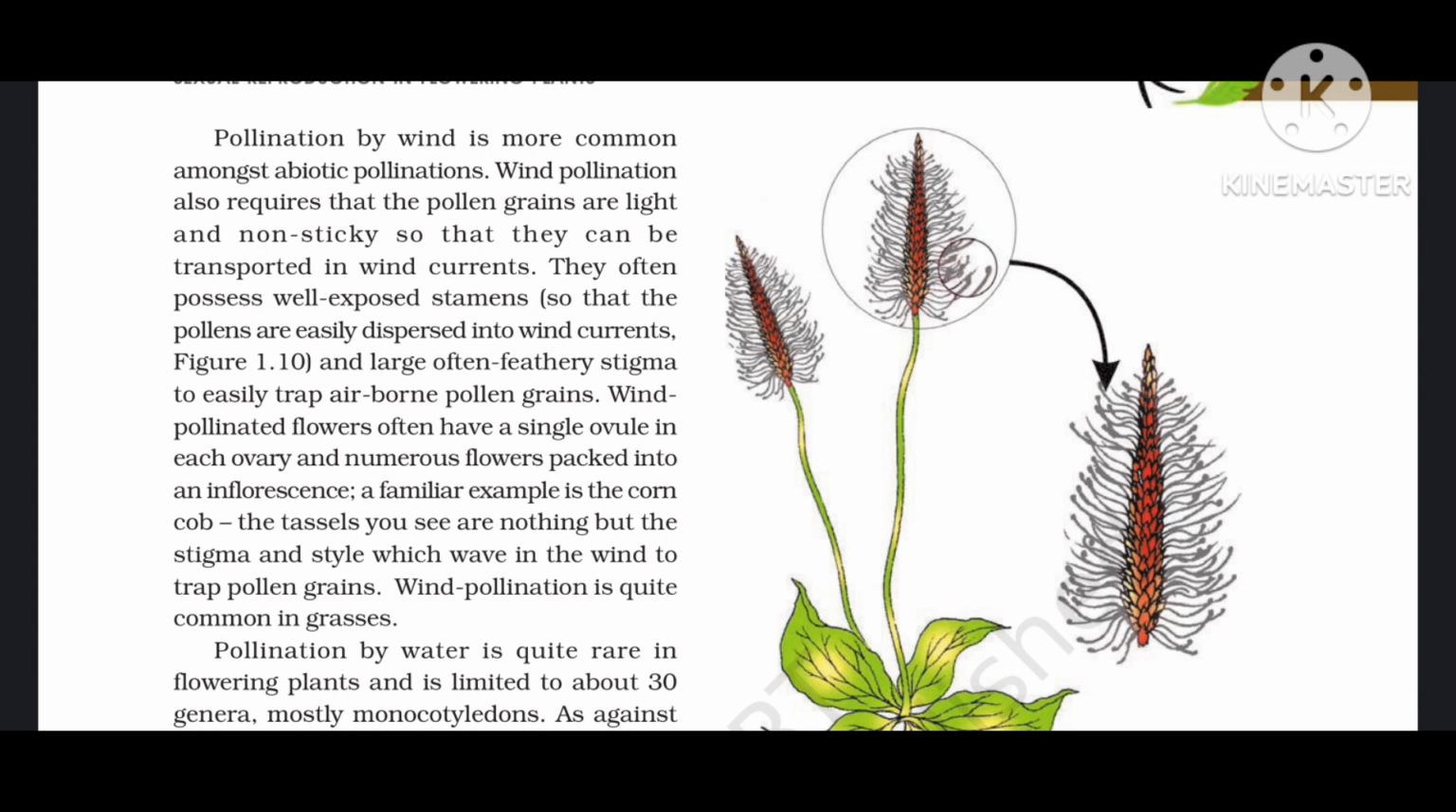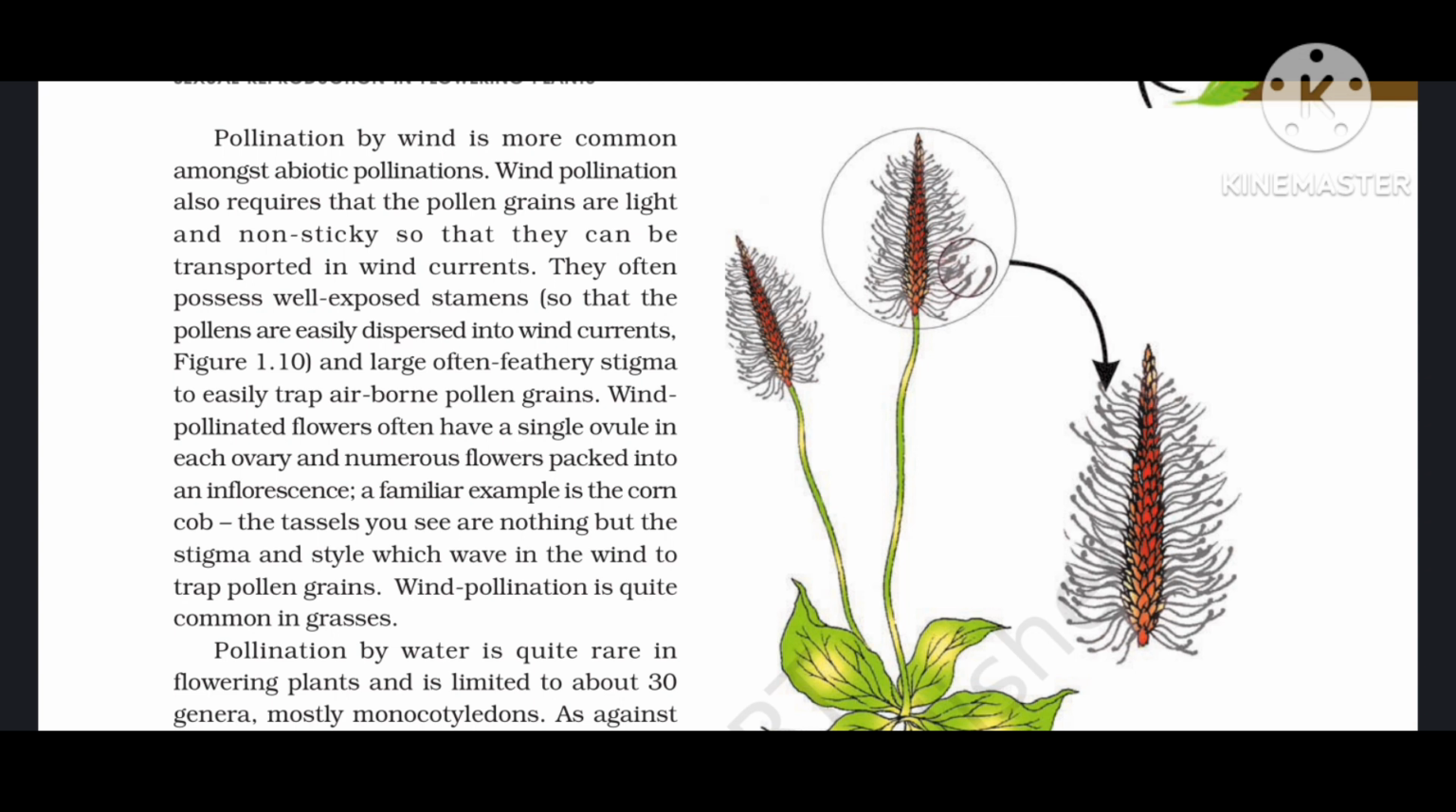In Vallisneria, the female flower reaches the surface of water by the long stalk, and male flowers or pollen grains are released onto the surface of water. They are carried passively by water currents. Figure 2.11a. Some of them eventually reach the female flowers and the stigma.